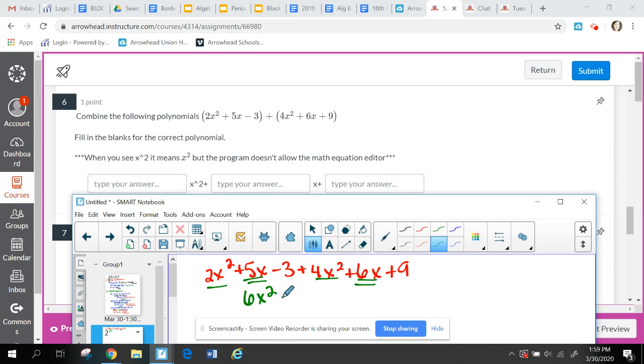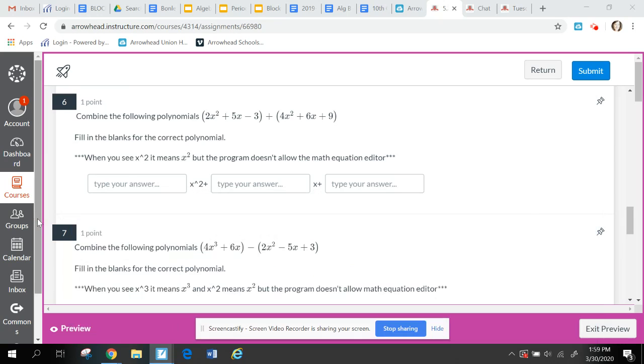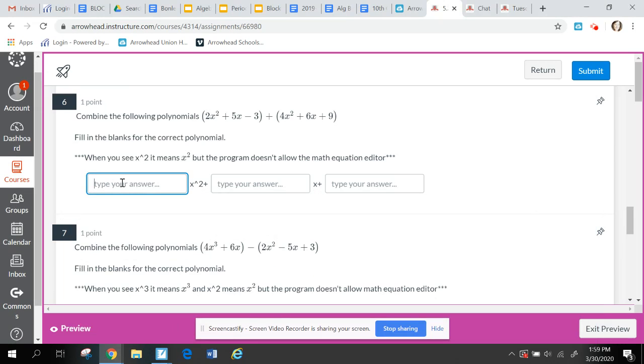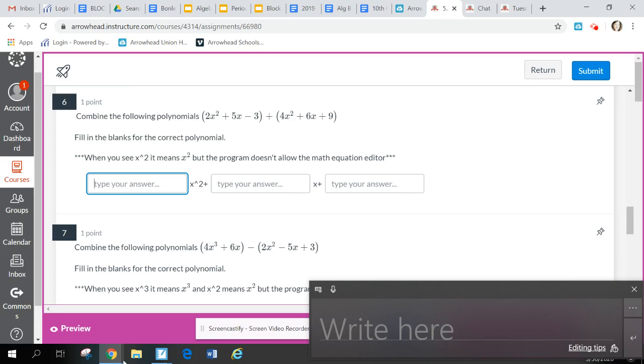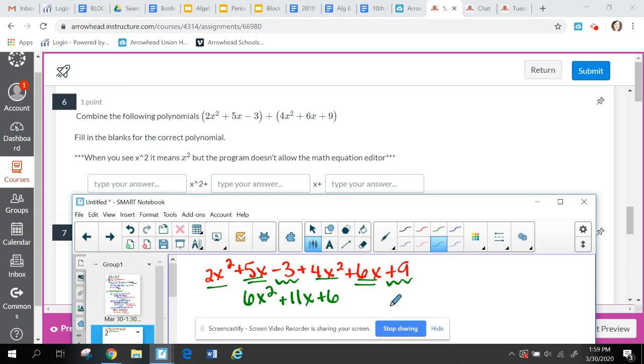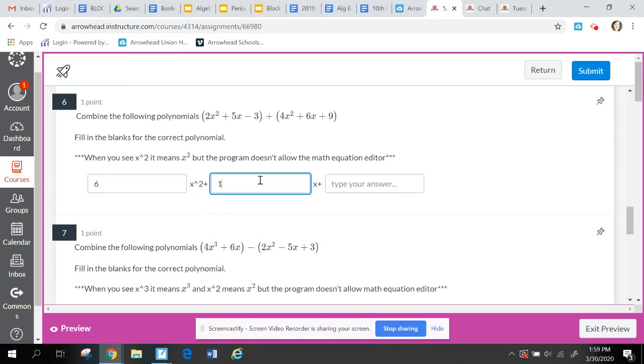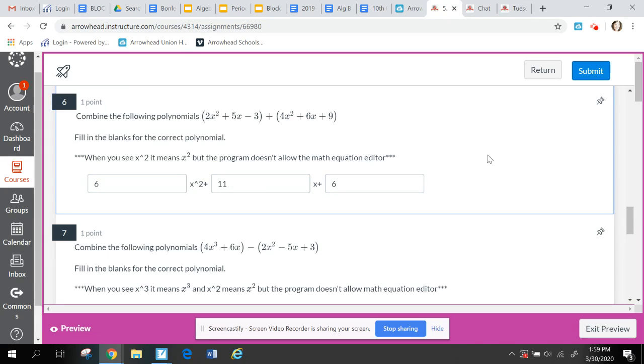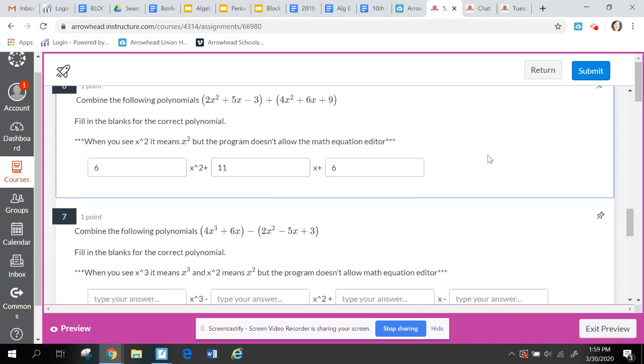5x plus 6x gives me 11x. And then my constants, -3 plus 9 gives me a positive 6. So you're going to type those numbers in. Okay. So we got 6x squared, so this would be a 6, plus 11x, and then that was plus 6 again. So you would type in your numbers there.